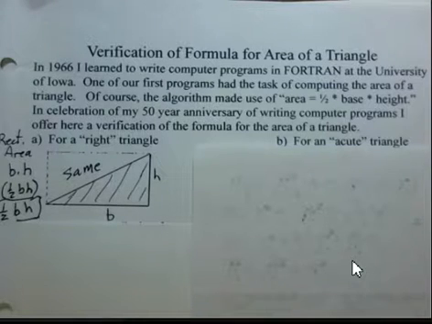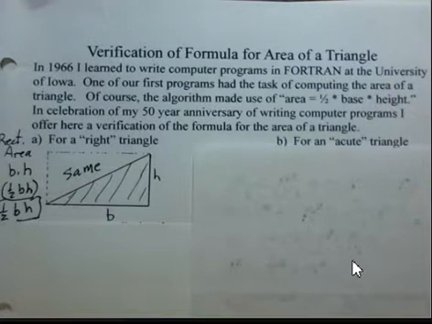The history on this for me is that in 1966 I went to the University of Iowa for a summer school program for high school students and learned to program in FORTRAN, and also took a math class. One of the first programs we wrote in FORTRAN was to calculate the area of a triangle. Of course, we used 1/2 times the base times the height.